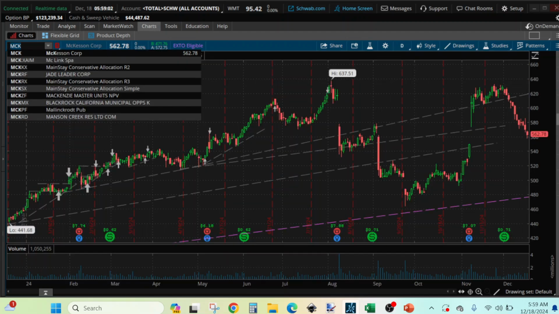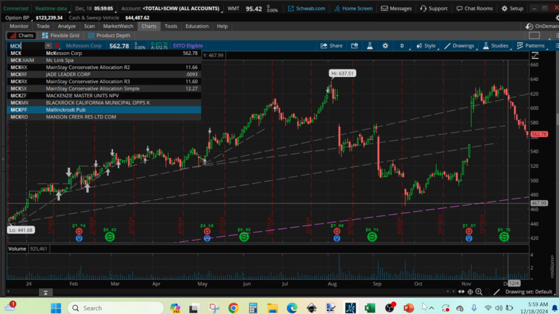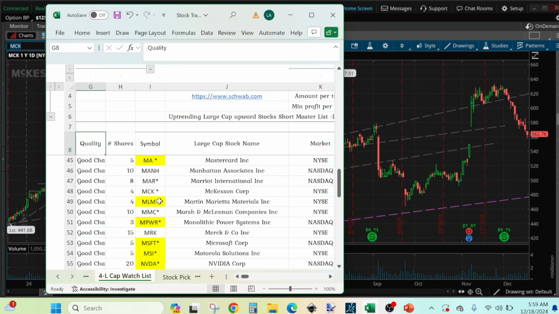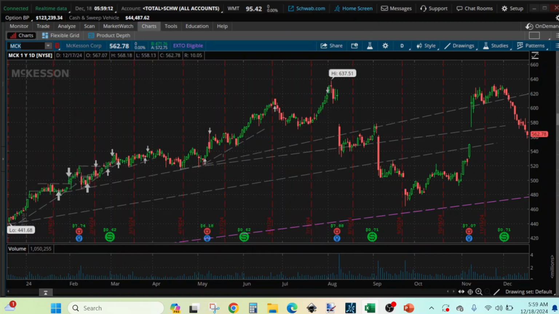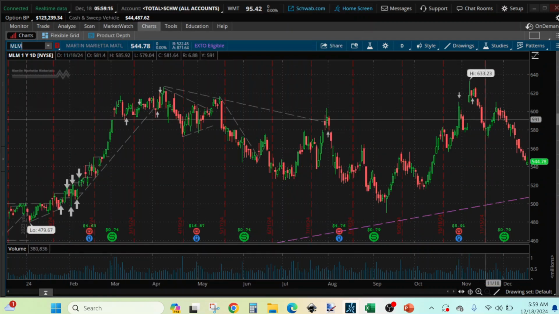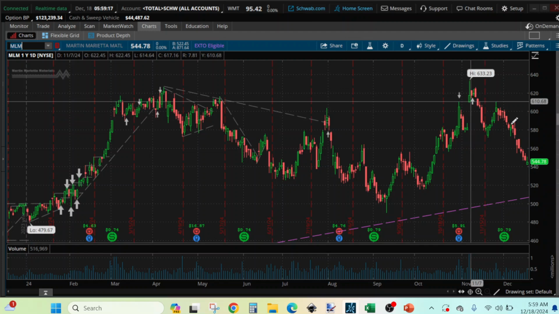MCK. MCK is far from the line we like to buy it on. MLM, we already have that in our portfolio. It's right there where we bought it. It is here.